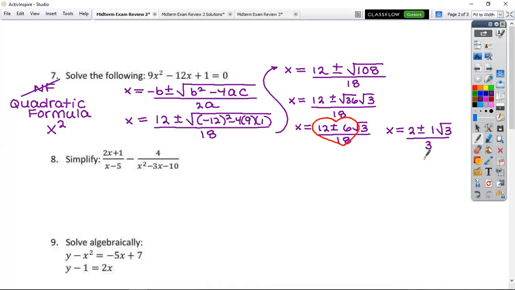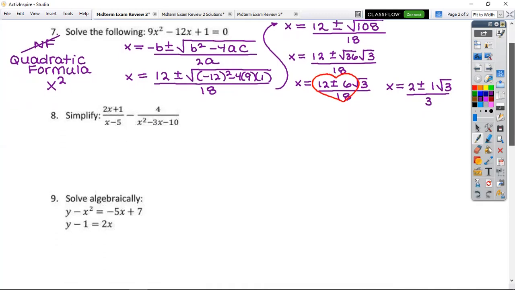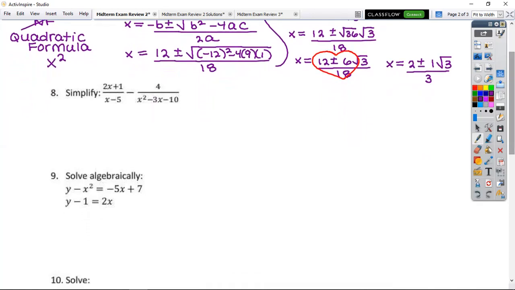Number 7 better? As soon as I say quadratic formula, I'm sure that that kind of came back to you. So that works every single time. What else is tough here? Number 8 might have given you difficulty.